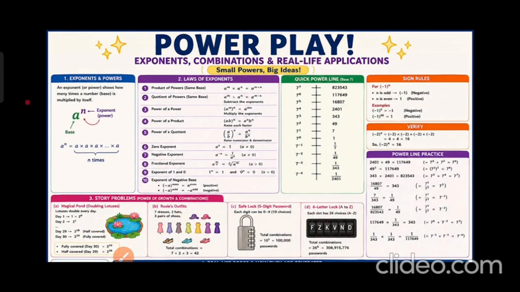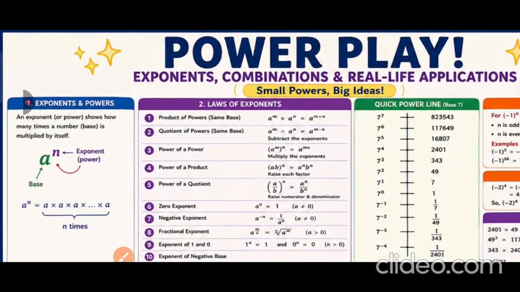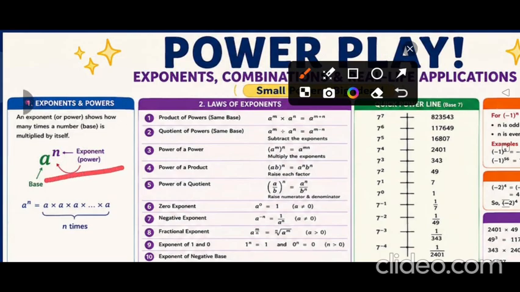So let's start. First, we have exponent and power. An exponent shows how many times a number, the base, is multiplied by itself. So here, a raised to the power n. a is called the base, n is called the exponent, and the exponent is also known as the power. So a raised to the power n means a multiplied n times.